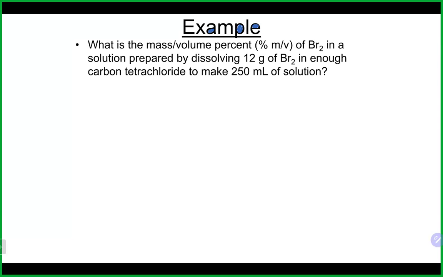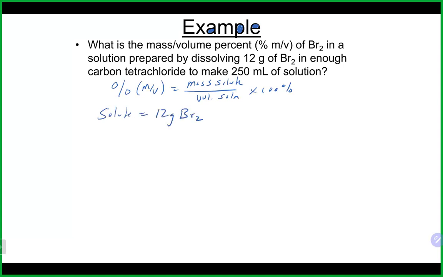Okay, so let's take a look at this one. We're looking for the mass to volume percent. So once again, that is percent mass to volume. That is our mass of our solute divided by the volume of solution times 100%. In this case, our solute is the 12 grams of bromine, as that is what's being dissolved in carbon tetrachloride. And we're going to make a volume of the solution of 250 milliliters. So we actually have everything we need. Just got to plug it in there.